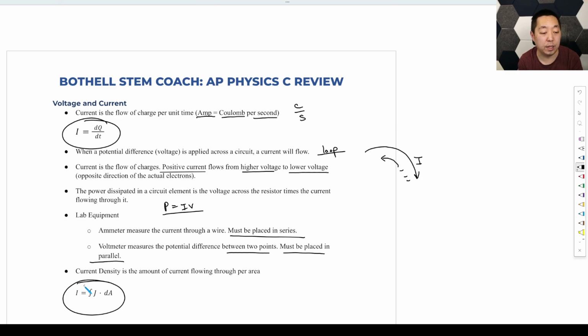And then last is current density, which is kind of new for AP Physics C. They didn't really ask that many things about current density. But current density is the amount of current per area, and sometimes you have to set up an integral to find the total current. So they might give you, for example, a current through the cross-sectional area of a wire, and you have to figure out how much total current is flowing through it. Then you would use this integral setup.